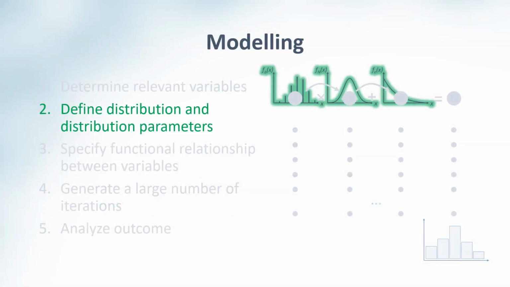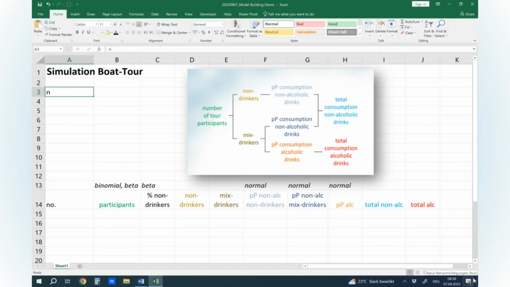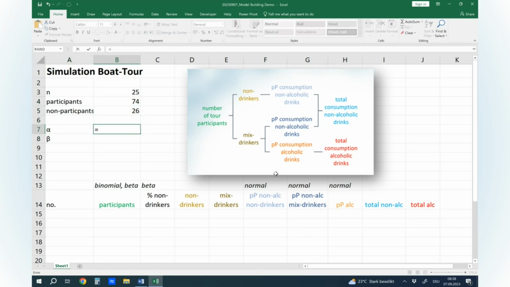Moving on to the parameters. The maximum number of participants is 25, and we may have the knowledge that from a total of 100, previously 74 have participated and 26 have not. This translates into an alpha of 75 and a beta of 27, if you want to use the beta distribution to inject theta.